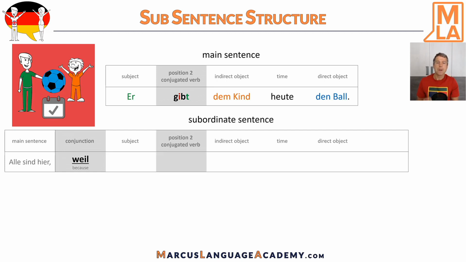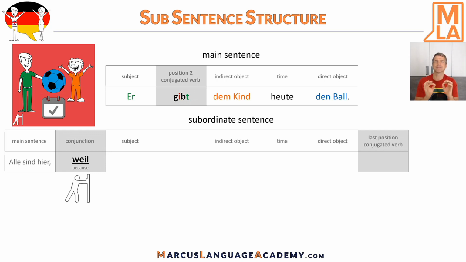The conjunction pushes the conjugated verb all the way to the end. And that's why the complete sentence is as follows: Alle sind hier, weil dem Kind heute den Ball gibt. Literally, all are here because he, the kid today, the ball gives. And again, it sounds a little bit like Yoda from Star Wars, doesn't it? In our picture, the little symbol of the pushing man reminds us of this pushing action.